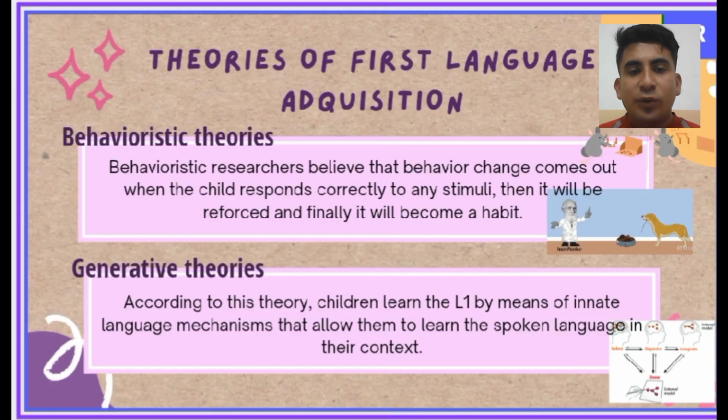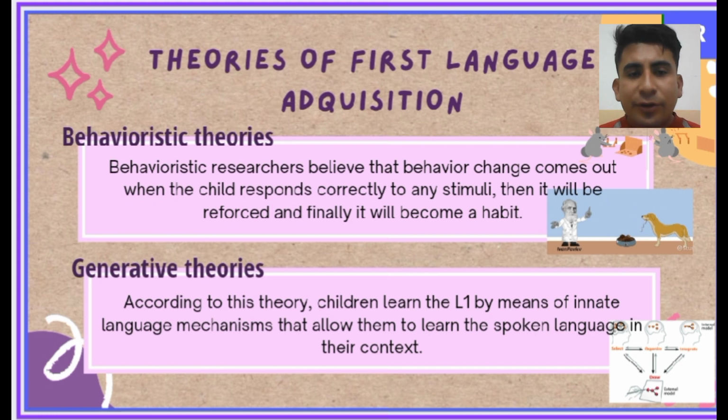After reviewing those definitions, now I will talk a little bit about some theories for first language acquisition. So let's start explaining the behaviorist theory. Behaviorist researchers believe that behavior change comes out when the child responds positively to any stimulus. The same response will be reinforced and then it will become a habit.